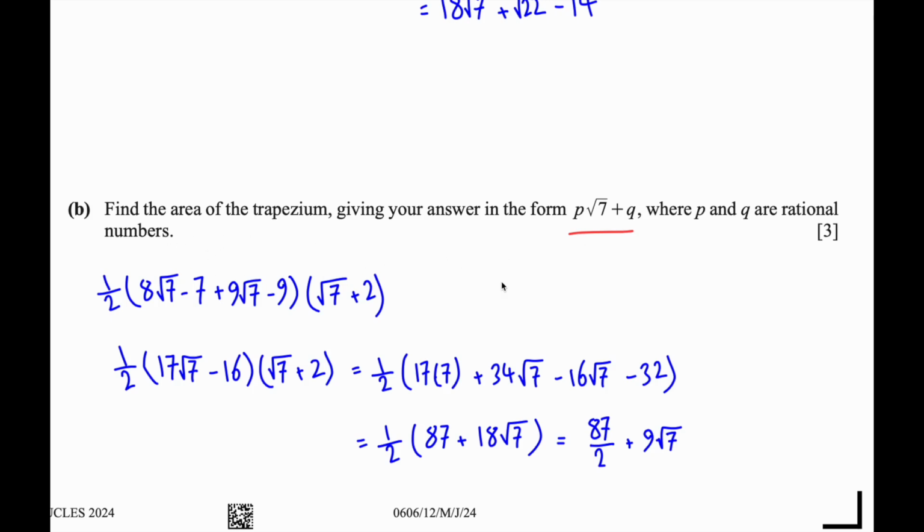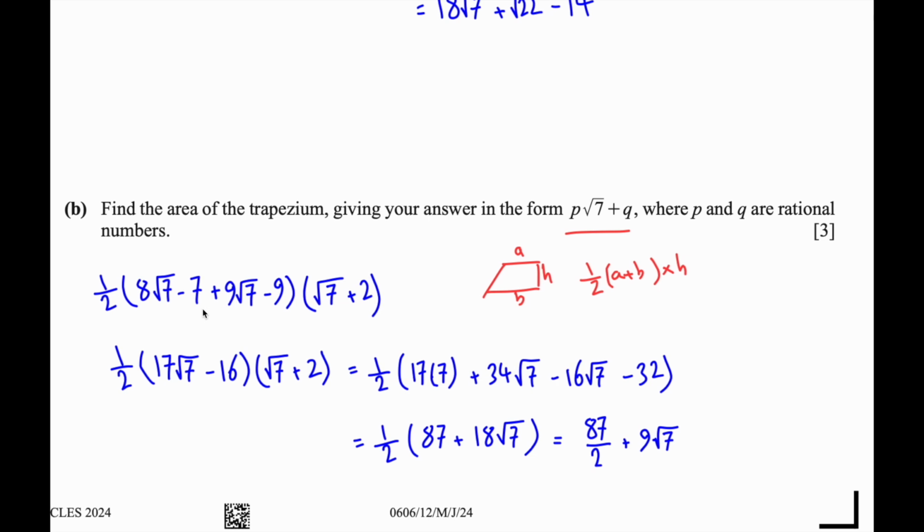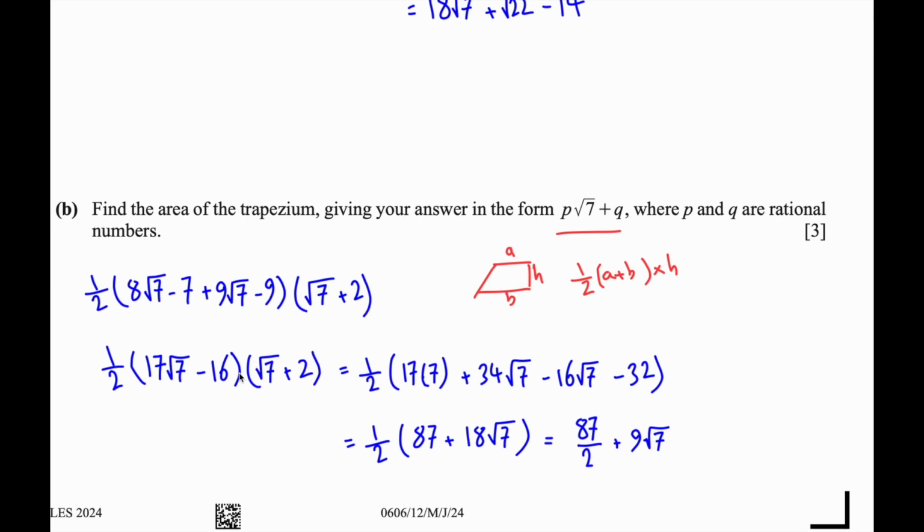So the area of a trapezium is nothing but the half of, or the average of these two bases, multiplied by the height, and that's what I did here. So I added AB and DC together, divided by 2 and multiplied by the height BC. So first you need to simplify the expression inside this bracket. I get 17 square root of 7 minus 16 multiplied by this bracket.